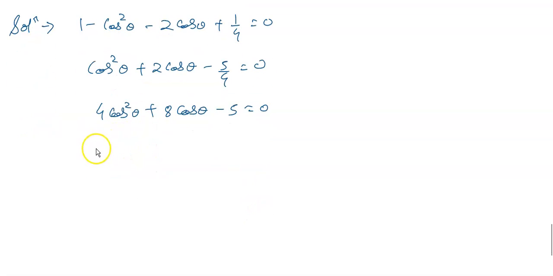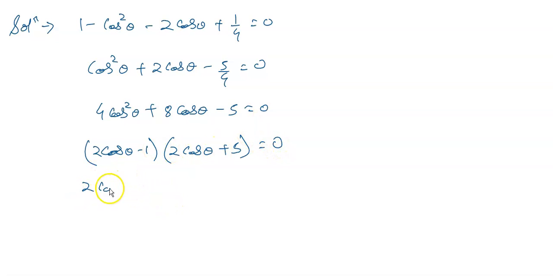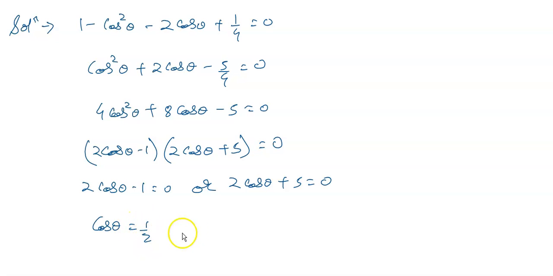So this implies we can factorize it. 5 times 4 is 20, 10 and 2. So I think I'll write the factors directly. One I can see is 1 by 2. So one factor will be 2 cos theta minus 1. The next factor would be 2 cos theta plus 5. This is equal to 0. So from here I can say that 2 cos theta minus 1 equal to 0 and 2 cos theta plus 5 equal to 0. So I get cos theta equal to 1 by 2 or cos theta equal to minus 5 by 2.